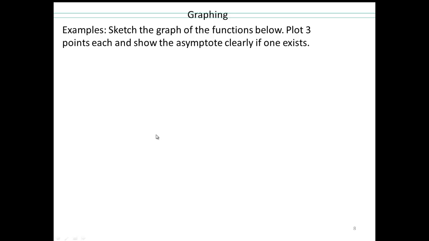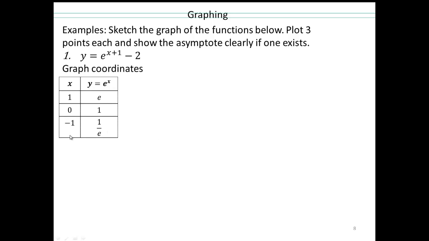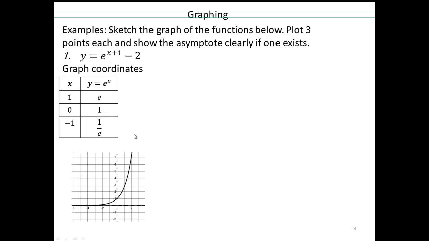So let's take a look at some examples here. If I wanted to graph e to the x plus 1 minus 2, then you first have to have e to the x coordinates. Now, x plus 1 is doing what to the graph? Shift left 1 unit. That's what the effect of this x plus 1 is. So we're going to shift x.